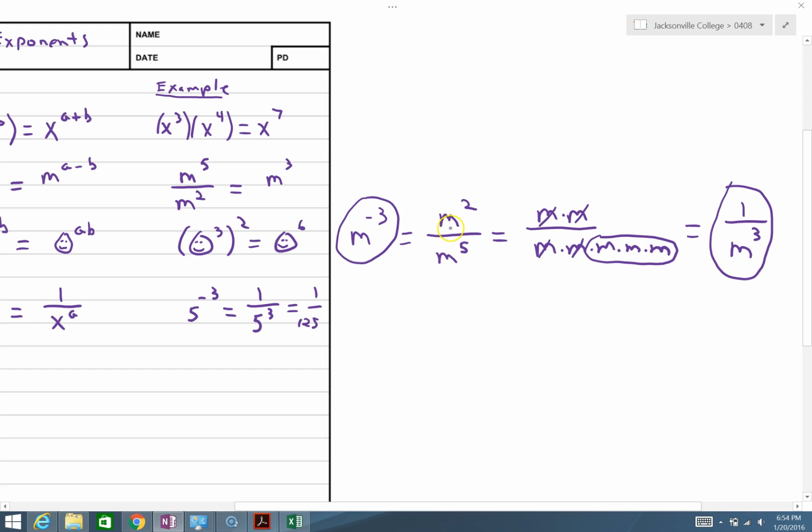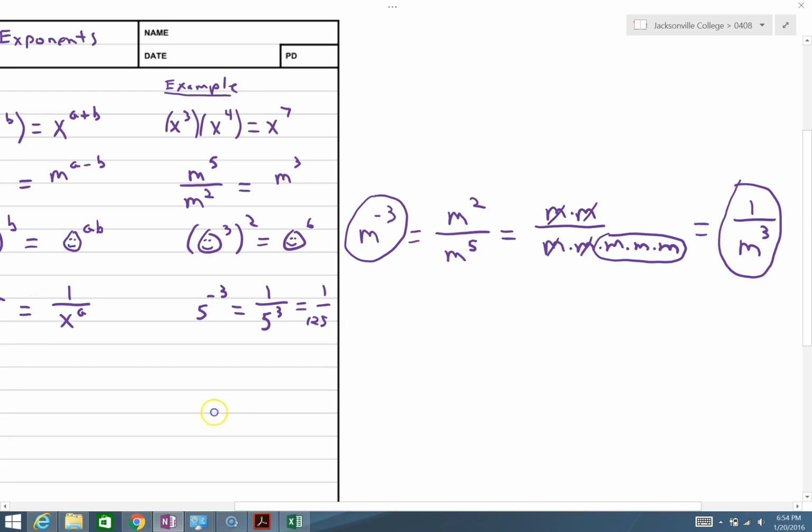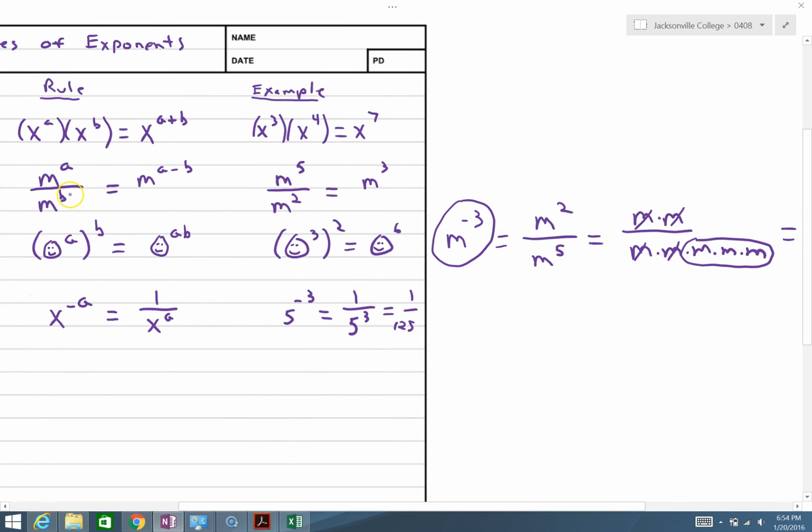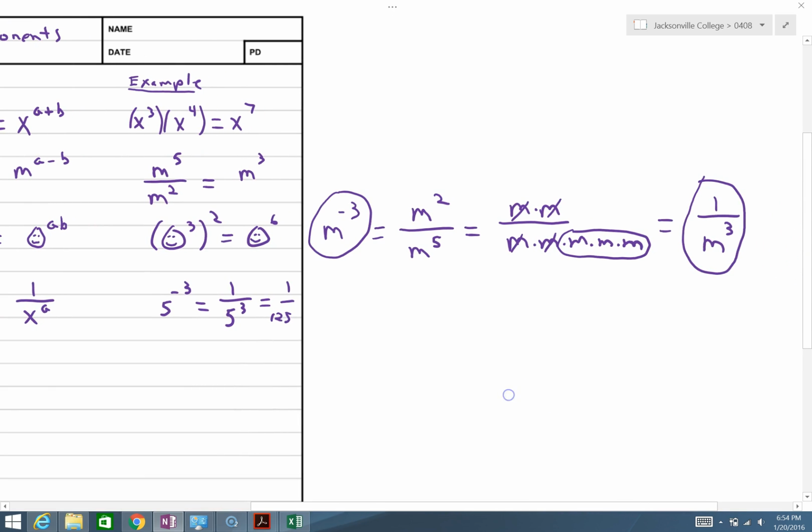This makes sense if you look at it. Here we had 2 in the top and 5 in the bottom. If we did cancellation, we'd be left with 3 in the bottom. But we have to make this rule consistent. This rule says if we're dividing, we're going to subtract them. If we subtract these, 2 minus 5, we must get minus 3. So it has to be that something to a negative power is 1 over that thing to the positive power.